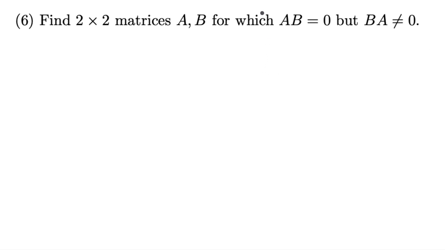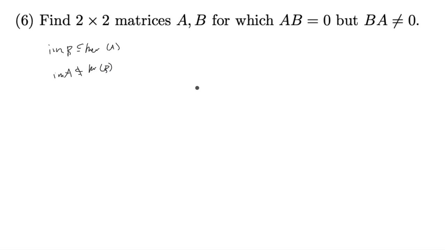Alright, so let's continue. For AB to equal 0, that means the image of B is a subset of the kernel of A, because everything in the image of B gets sent to 0 by A. But for BA to be non-zero, it means the image of A is not a subset of the kernel of B.